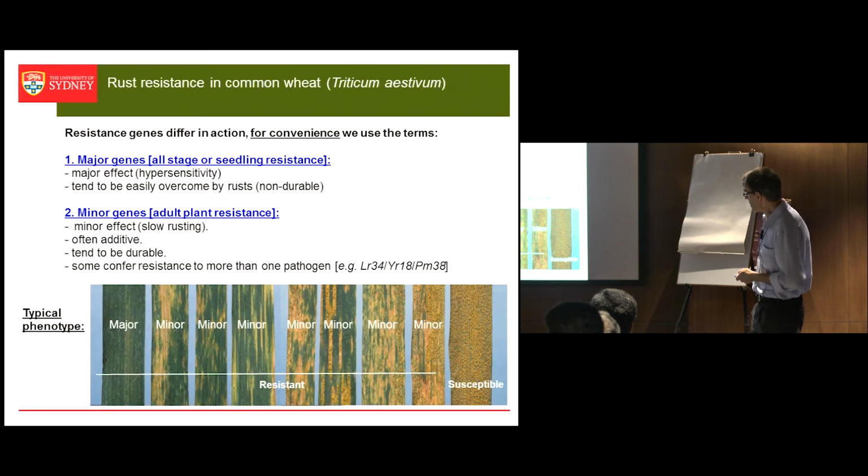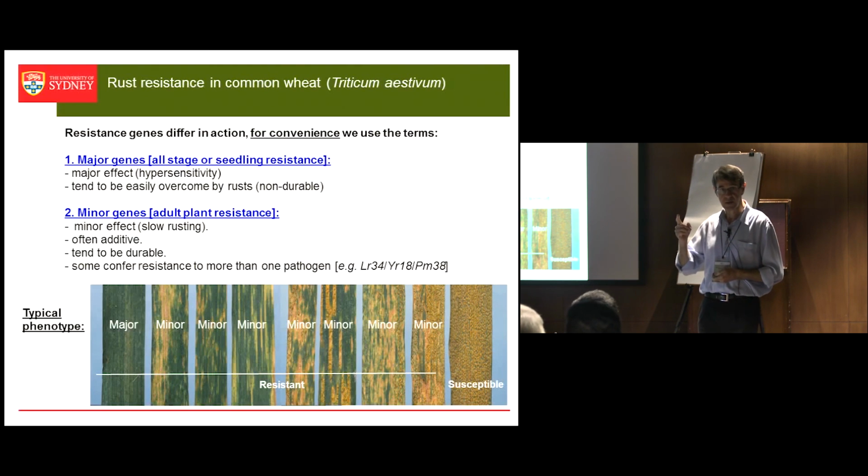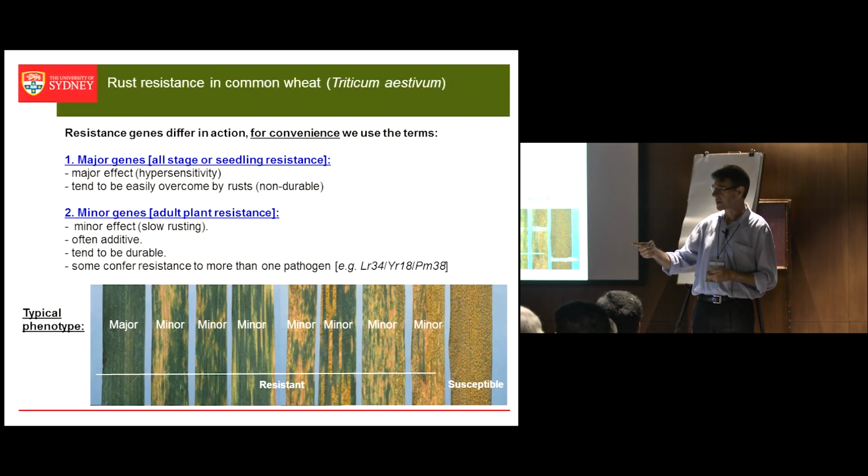And one of the other really interesting things that we've found in the last 20 years is that some of these minor genes, these adult plant resistance genes, confer resistance to more than one pathogen. So there's this gene in wheat called LR34/YR18/PM38. It's a single gene, it's been cloned, so we know it's only one gene, but it gives resistance against leaf rust, stripe rust, stem rust, powdery mildew, and one or two other diseases. I can't remember what they are. Is that Bipolaris? Yeah. So this is a single gene that actually confers resistance to a whole range of pathogens.